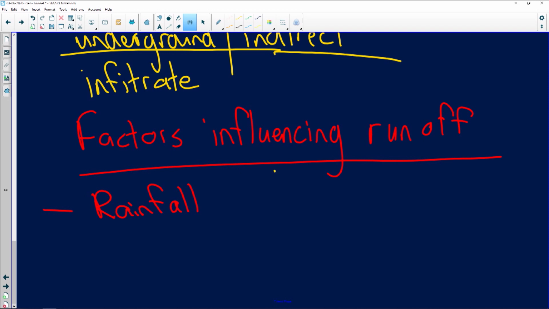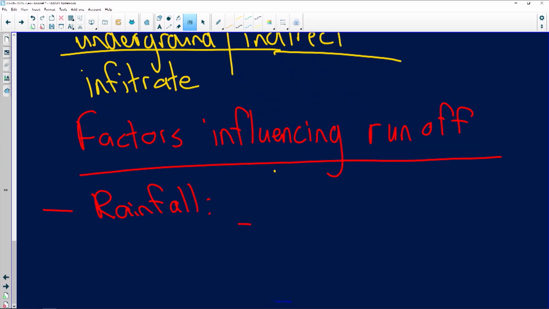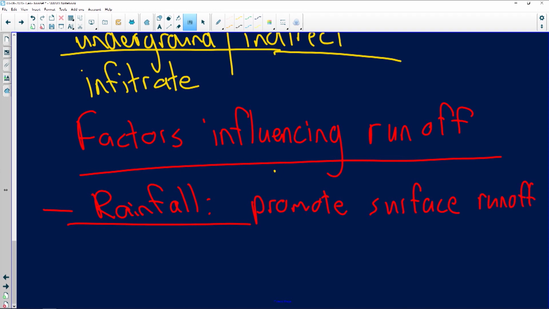Okay. Now in our previous question, we looked at, for instance, the eastern side and the western side. For instance, depending on the rainfall of the area, if it rains more, there's going to be more surface runoff. It's a basic, simple explanation. If it rains more, it's going to promote surface runoff, if it's a high rainfall area.